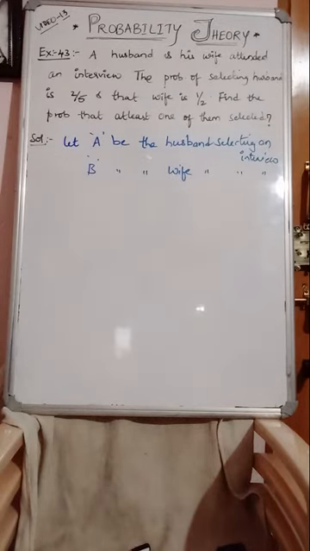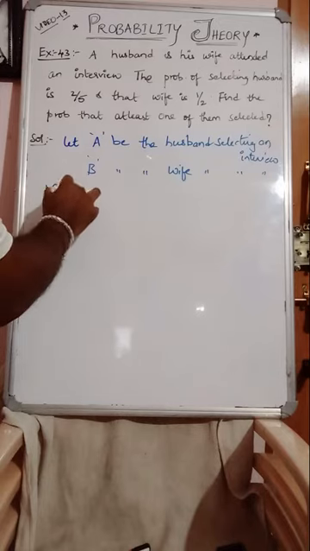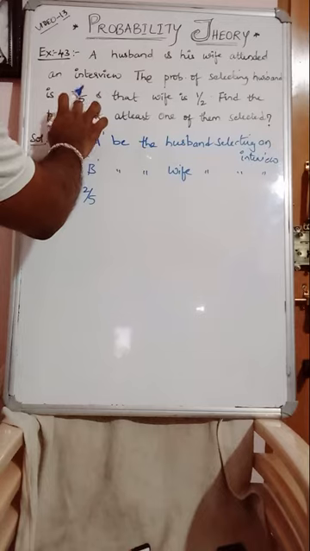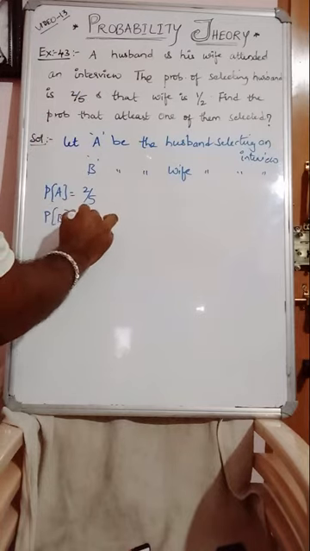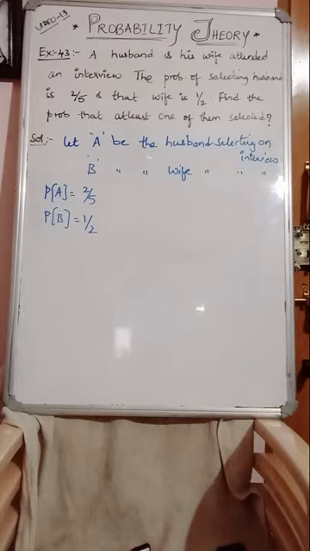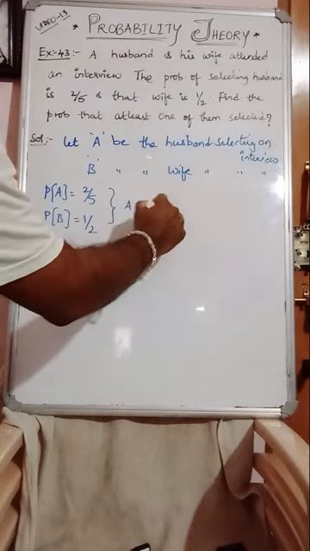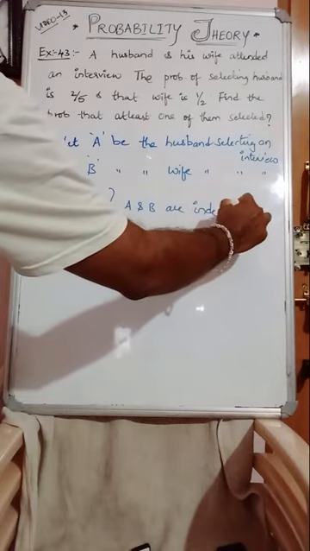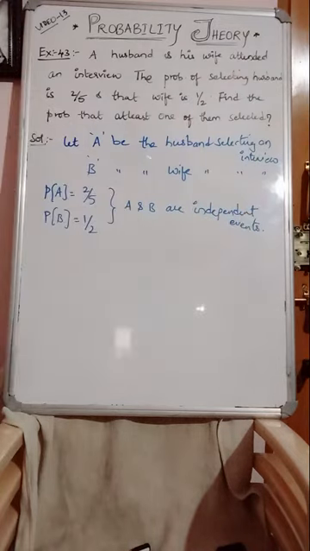So let us consider both the events A and B. Then probability of A is given already. What is probability of A? 2 by 5. Husband selecting an interview probability is 2 by 5. And wife selecting an interview is 1 by 2. These both are given. As we know that A and B are independent events. A and B are independent events.